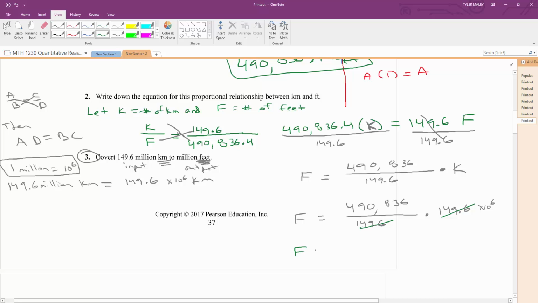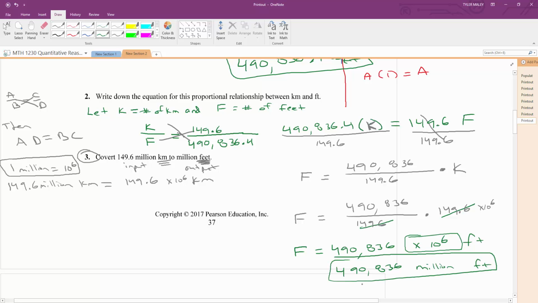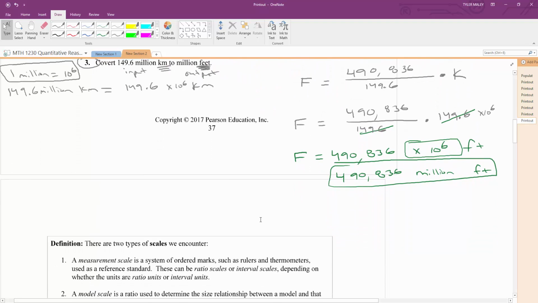So I'm left with f equals 490,836 times 10 to the 6th, and this would be feet, right? F represents the number of feet, so this is in feet. But remember, times 10 to the 6th is just million, equal to 1 million. So I could say this is 490,836 million feet. And that's what we were asked to do: convert 149.6 million kilometers to million feet. So now we're in terms of million feet.